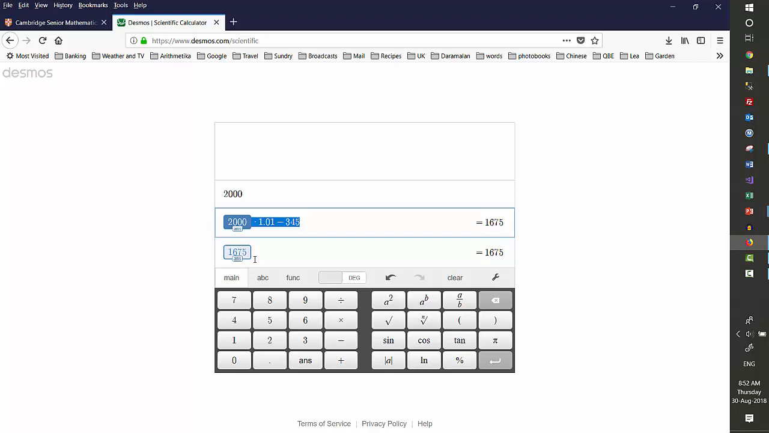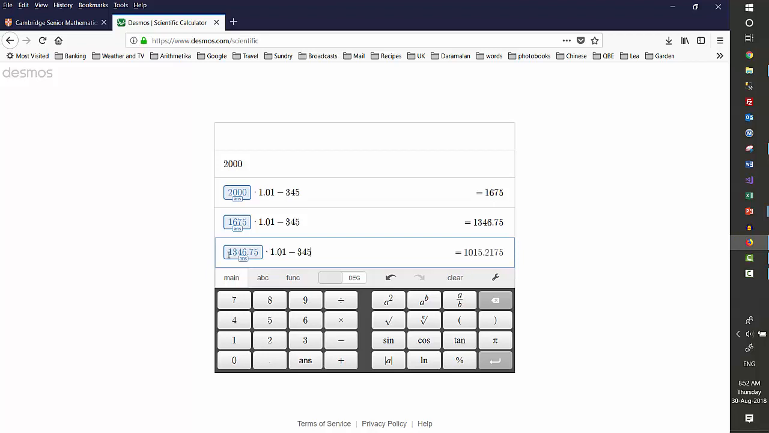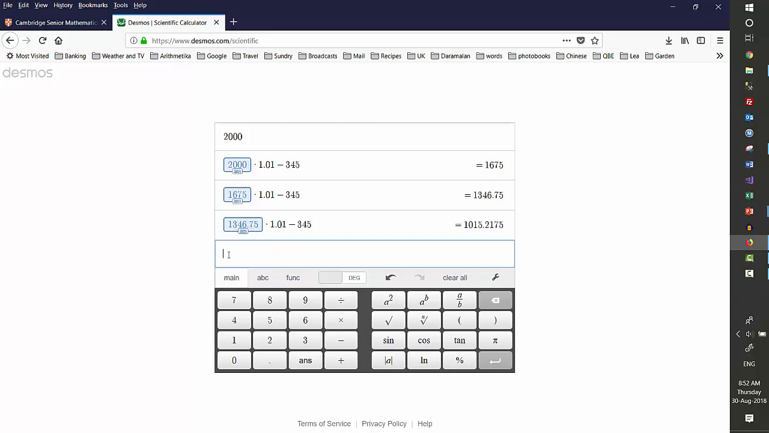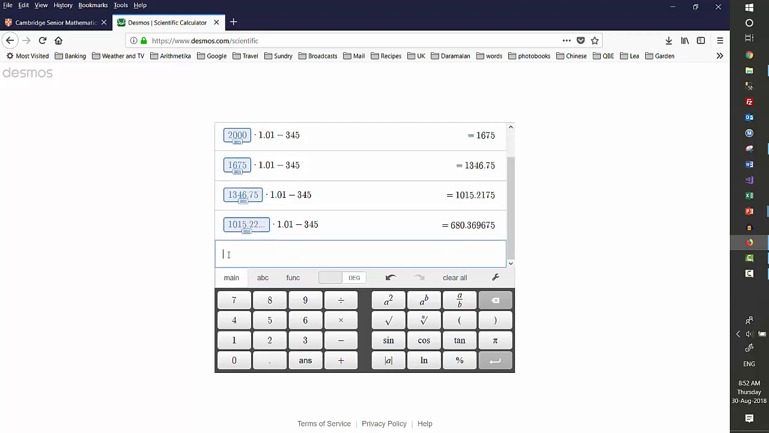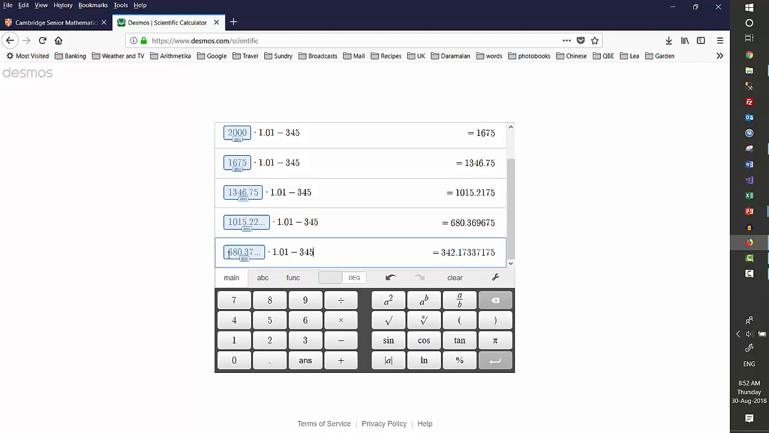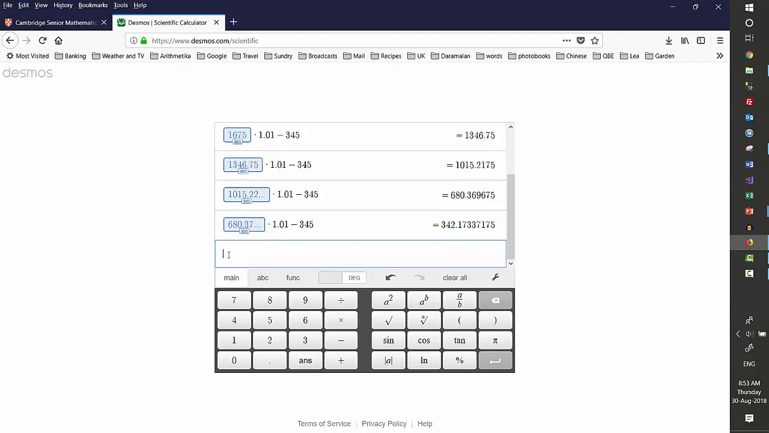Copy that, paste it in there, gives me 1675, which is my new balance, times 1.01 minus 345 gives me 1346.75. Do it again. $1,015 left owing. Do it again. $680 left owing. Once more, and you'll see that we now only owe $342. It's never going to work out exactly, but the final payment will be $342.17 if the bank is tight. And that's how you do question 1.